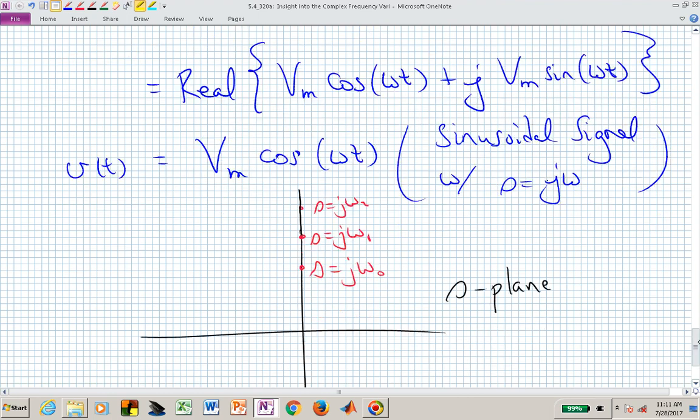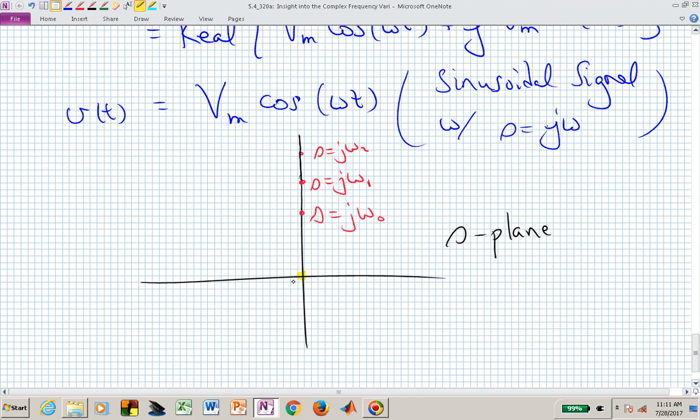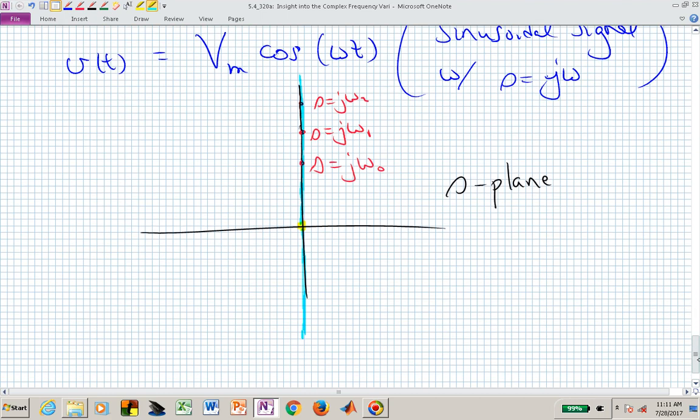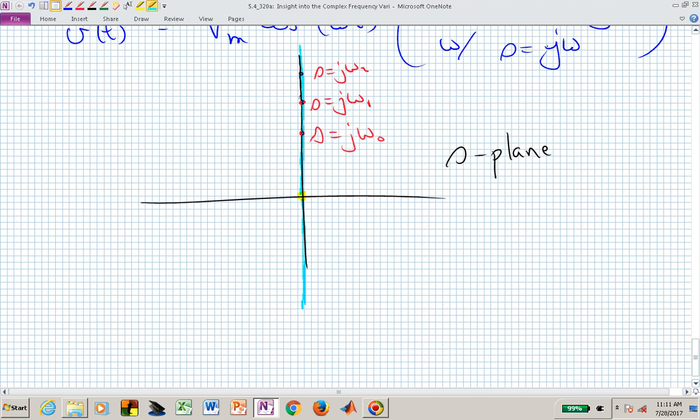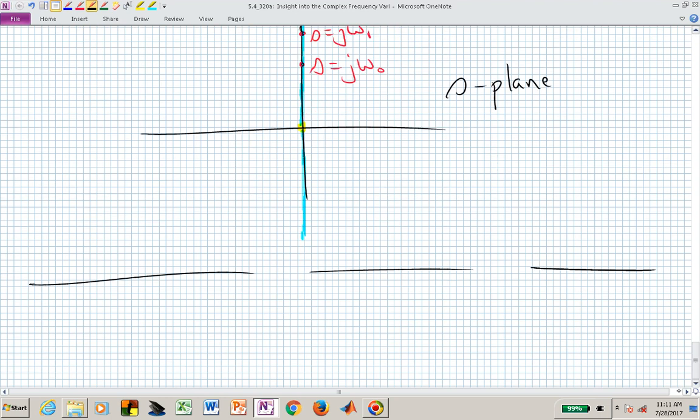So s here is DC, and correspondingly s there gives rise to pure sines and cosines. Now let's step off of the imaginary axis, and look at what s looks like or leads to if s is some complex number.